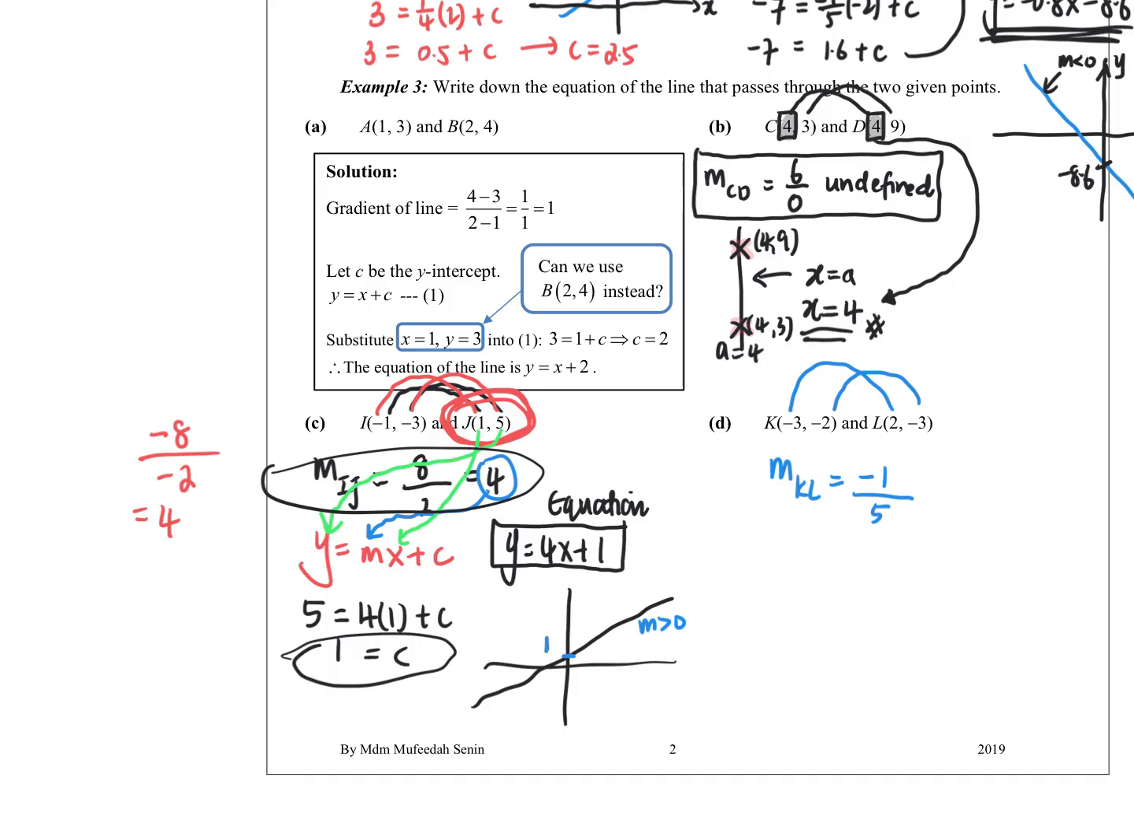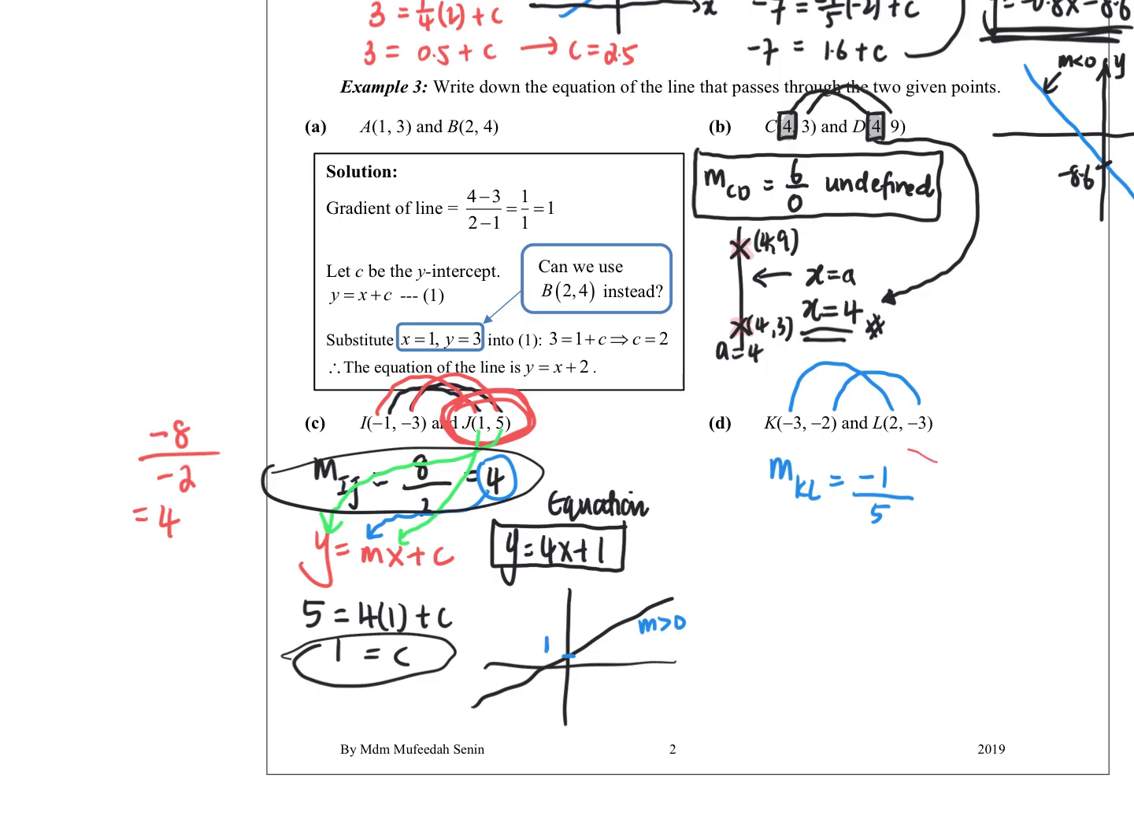If you want to move this way, also can. You want to move this way, also can. But you don't reverse the x and y in opposite direction. Then you will end up having a different number. Okay? So you want to reverse the direction, it is okay. Can find LK instead of KL.